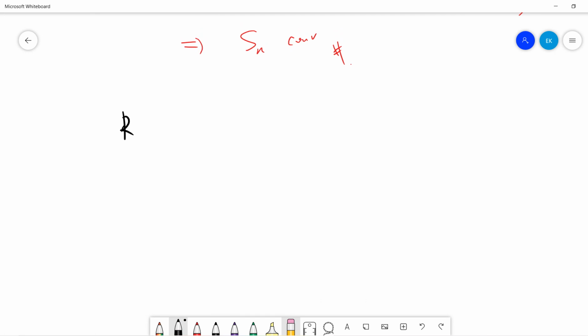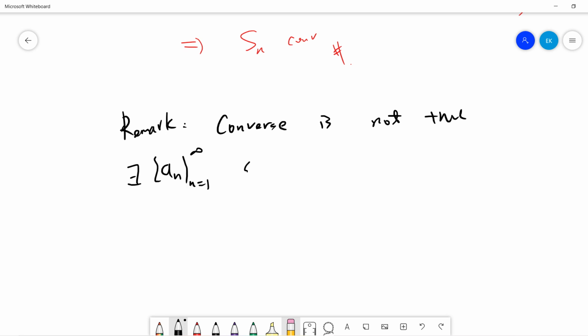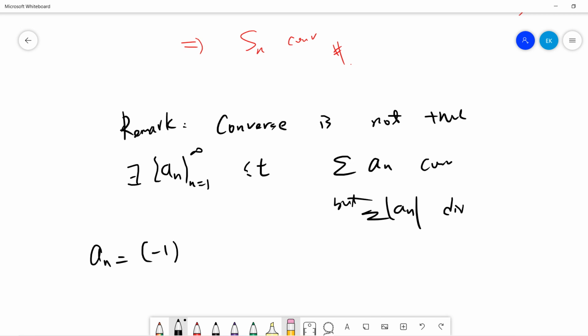So let's talk about the final remark. The remark is that the converse is not true. So there exists an such that the sum of an converges, but the sum of the absolute an diverges. This is an easy result. You can take an to be negative 1 to the n minus 1, divided by n. So your sum of an will be this one.